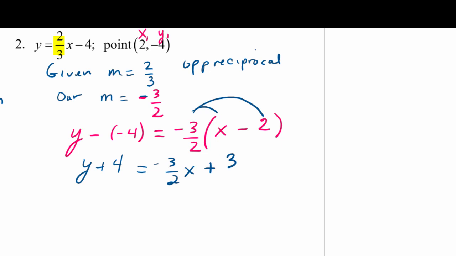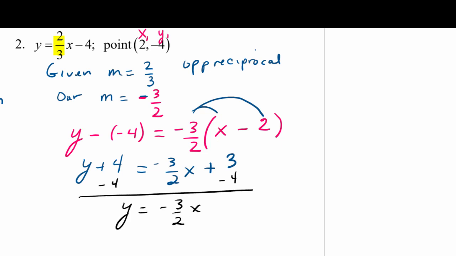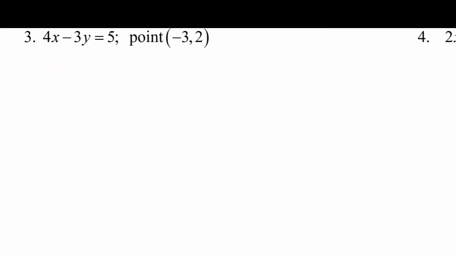Okay, then we are subtracting the 4 to get this into slope-intercept form. So we get y equals -3/2 x minus 1. And again, a quick visual check that those two slopes are opposite reciprocals, and they are. Next problem. Okay, in this problem, our given line is in standard form.